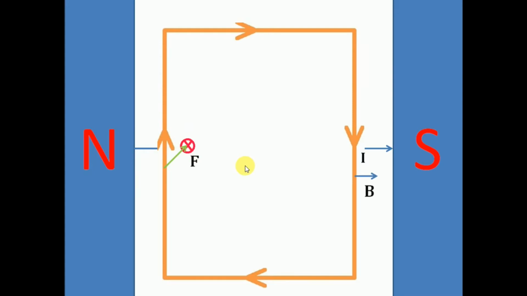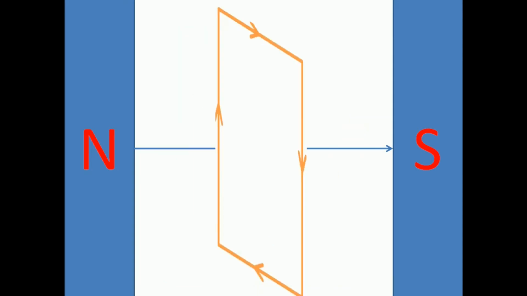Similarly, if I use Fleming's left hand rule here, the current is going downward and the magnetic field is going towards the right, so the direction of force will be out of the plane of the screen. So these two forces, as you can see, are opposite in direction, but the line of action is not the same. So these two forces will form a couple and it will rotate the coil this way.